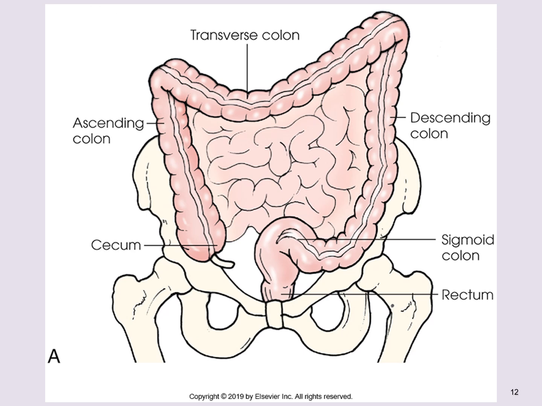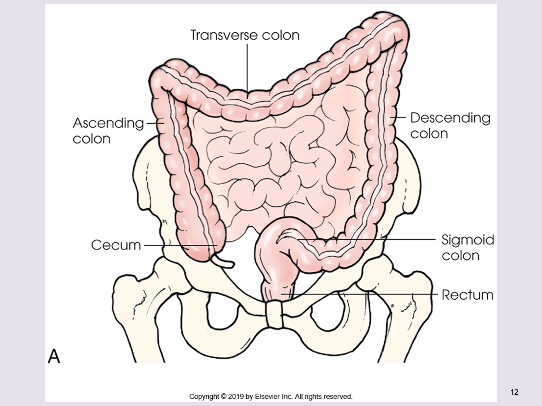They're also called the right and left colonic flexures. Okay, so the right colonic flexure is the hepatic flexure. The left colonic flexure is the splenic flexure. Okay, after the splenic flexure, it becomes the descending colon.